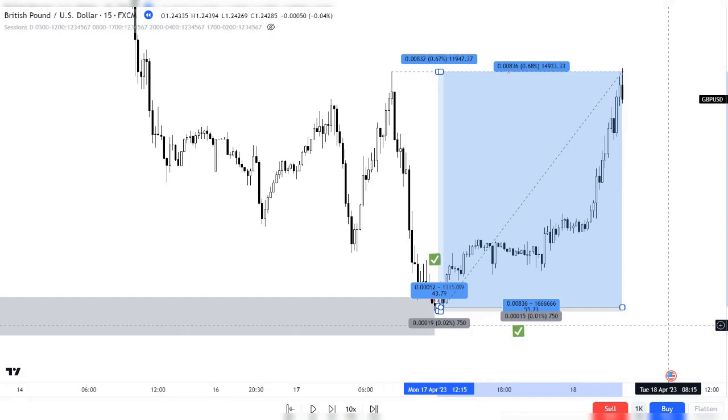To summarize: 1. Identify higher time frame trend. 2. Mark liquidity and zone. 3. Refine the zone. 4. Wait for change of character in lower time frame to take entry. 5. Set higher time frame liquidity as target.